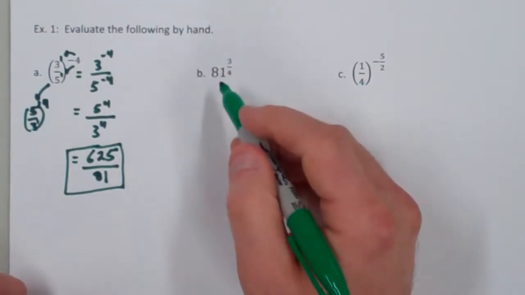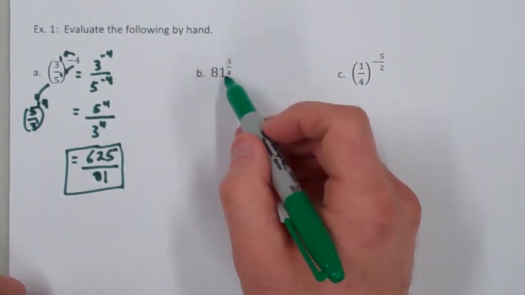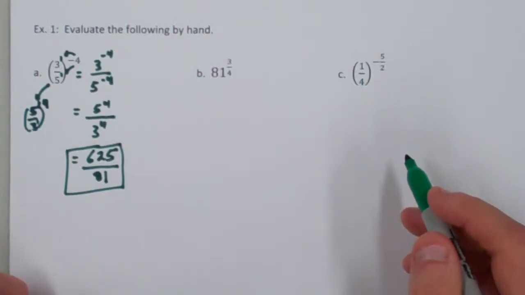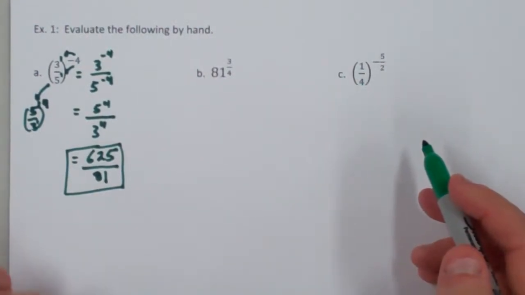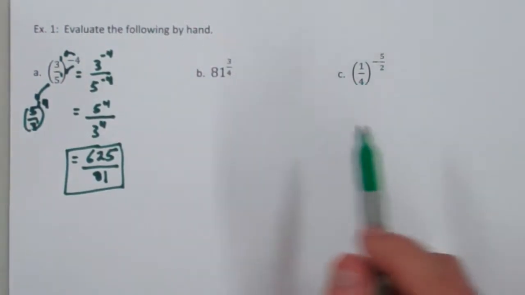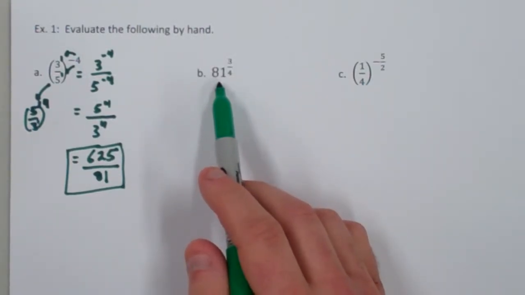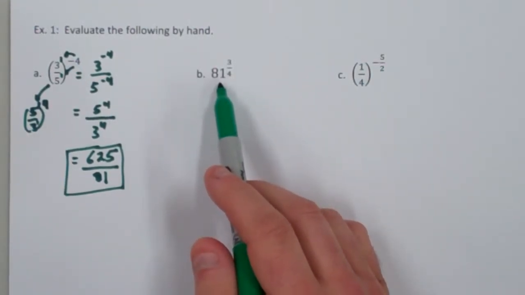In part B, we don't have a negative exponent. We do have a rational exponent up here. The 3 over 4 is a rational exponent. One of the things that you ought to do is take this base and see if you can rewrite it with the lowest base possible.